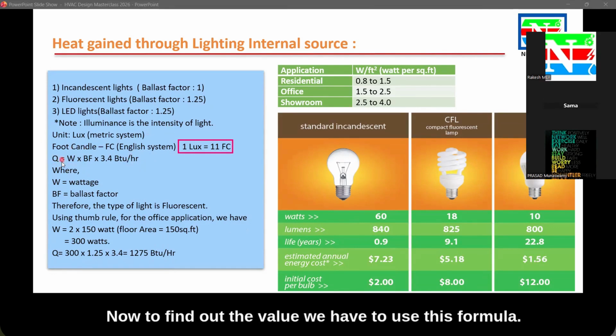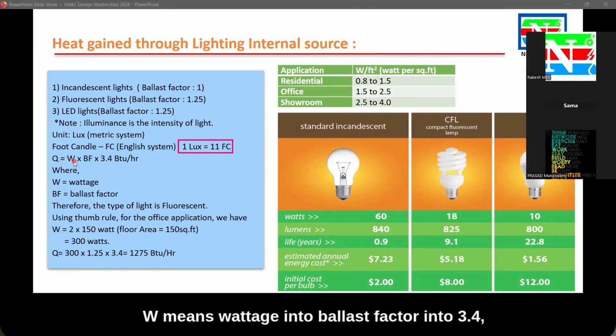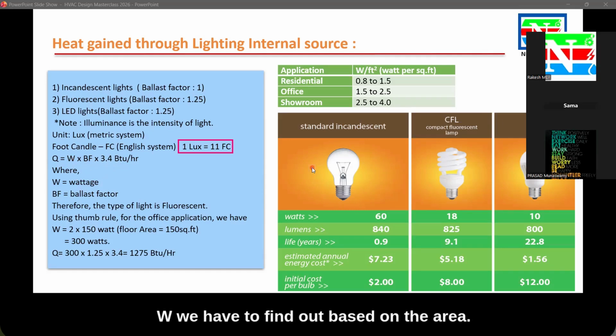Now to find out the value, we have to use this formula. Q is equal to W into ballast factor into 3.4, the conversion, BTU per hour. So how to find out W? W we have to find out based on the area and the application, wattage per square feet. If it is residential, it is 0.8 to 1.5. For office, it is 1.5 to 2.5.